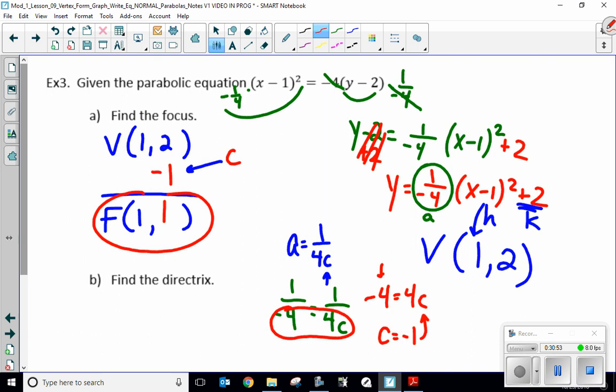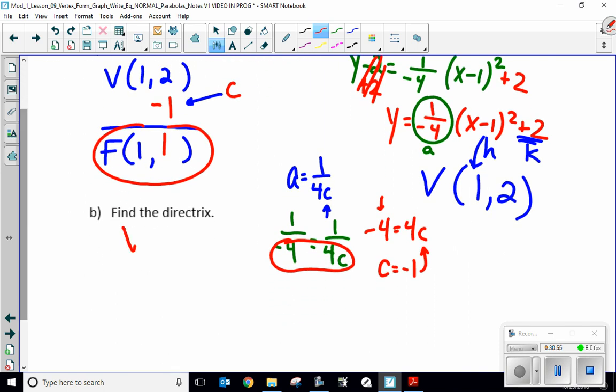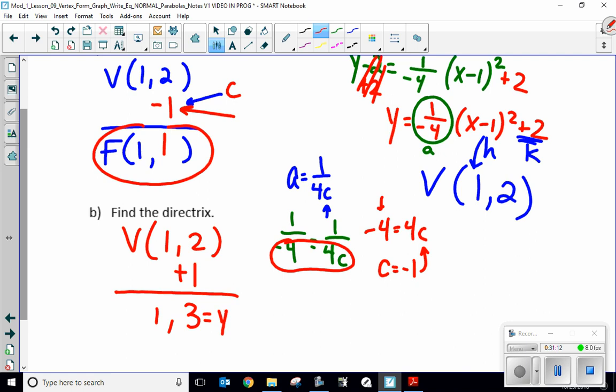And if I went down 1 from my vertex to get to my focus, I need to go up 1 from my vertex to get my directrix. But remember, that's a line. I just care about the y value. The more you do this, the easier it gets. You've got to practice. I will see you for the next lesson.